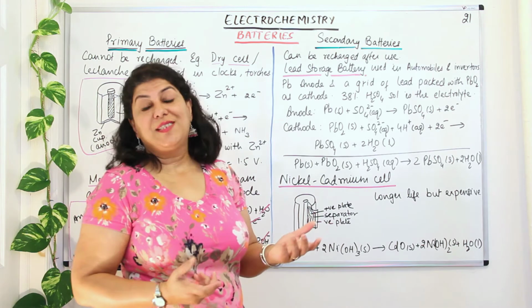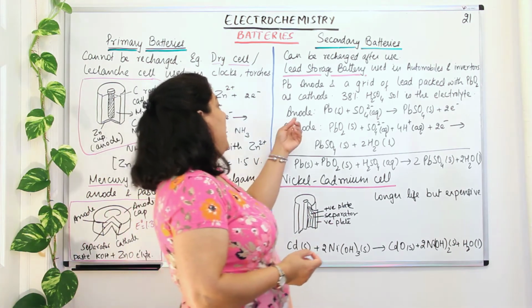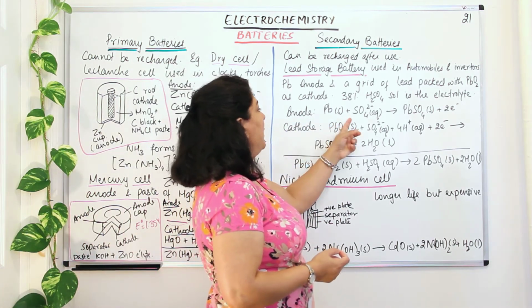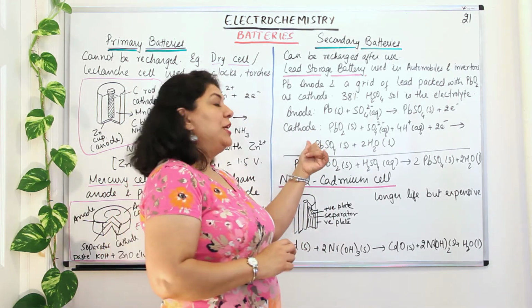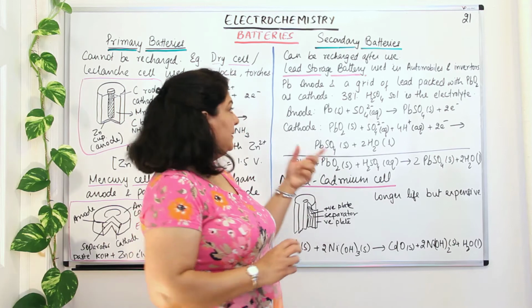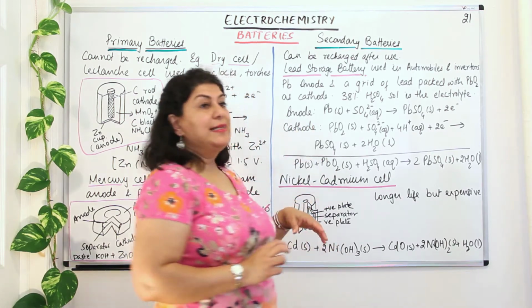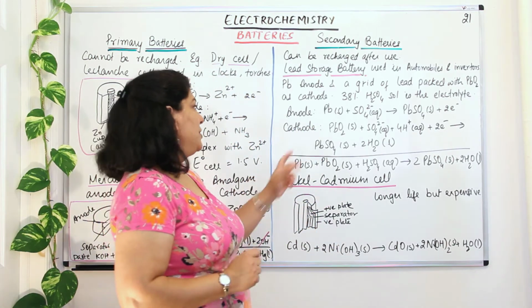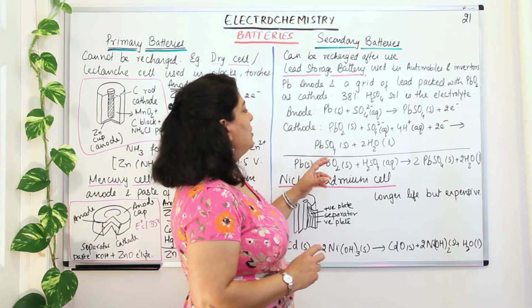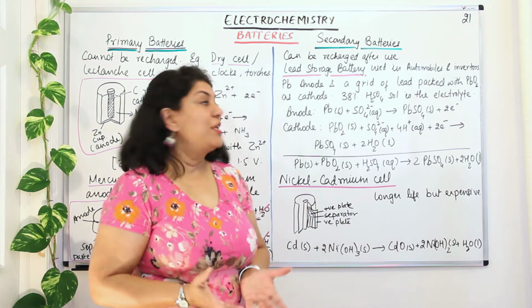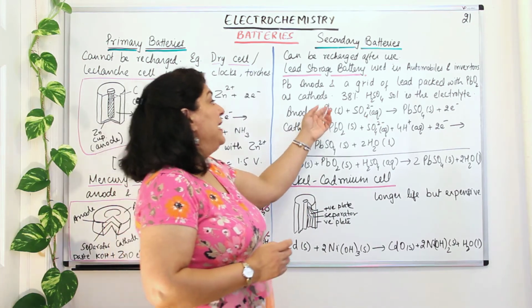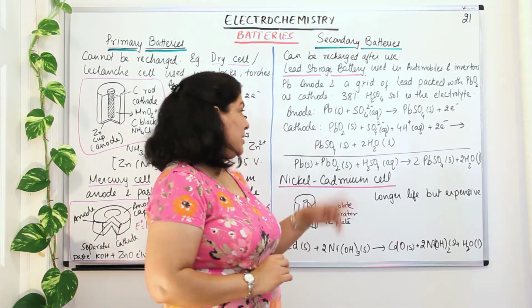And what are the reactions that take place at the anode and the cathode? At anode you get lead combines. What is anode? Anode is that electrode at which oxidation occurs, right? And cathode is that electrode at which reduction occurs. So lead combines with sulfate ion and gives you lead sulfate, and 2 electrons are released. Because lead lost 2 electrons, it got oxidized.